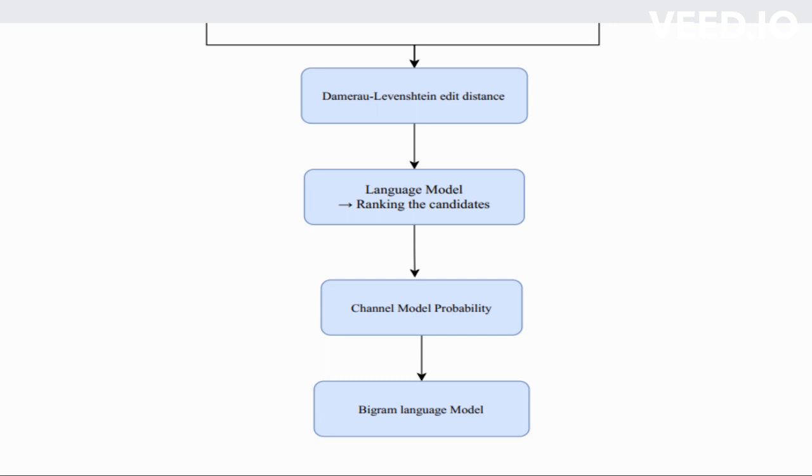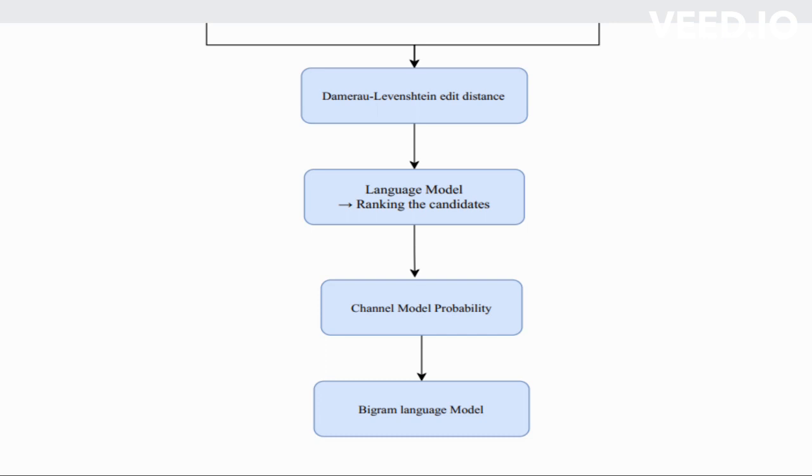Now I'm going to talk about the language model. For ranking the candidates, we are going to use a language model. We can use any of the language model algorithms like unigram, bigram, trigram for smaller tasks.